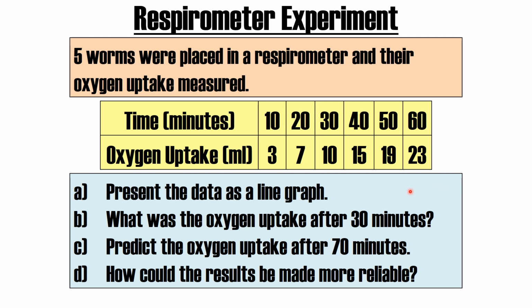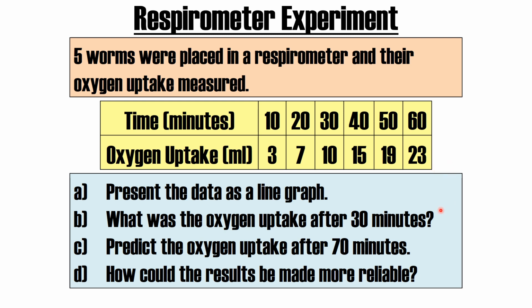I'll get onto the line graph in a little minute. The oxygen uptake after 30 minutes is just reading straight from the table, so it's 10 ml. Make sure you've got your ml in there, millilitres. Predict the oxygen uptake after 70 minutes. What you're looking for is a trend here. You can see every 10 minutes it's gone up 4, 3, 5, 4, 3, 4. So you're going to expect it to go up between 3 and 5 again. So anything between 26 and 28 would be okay, I think, for that.